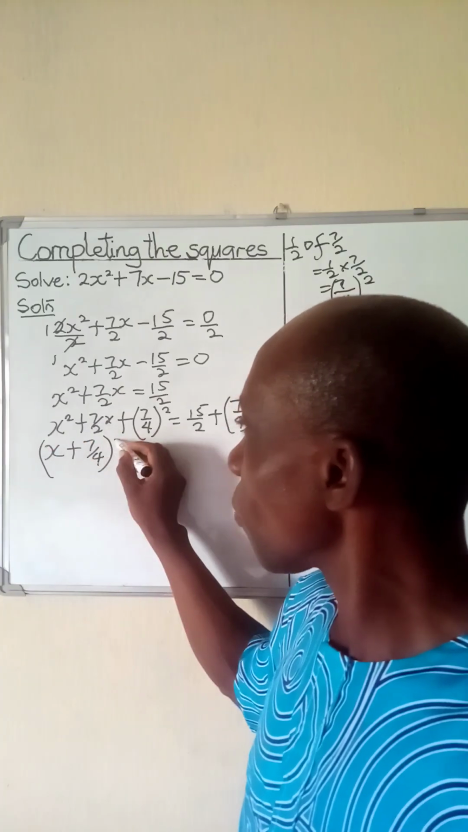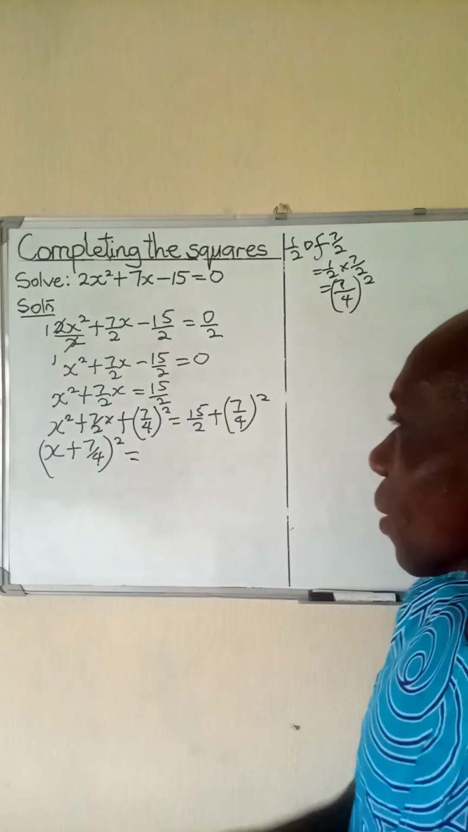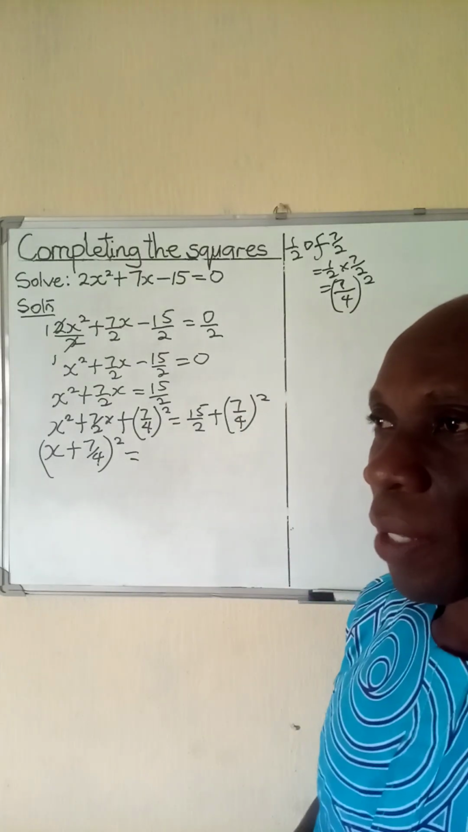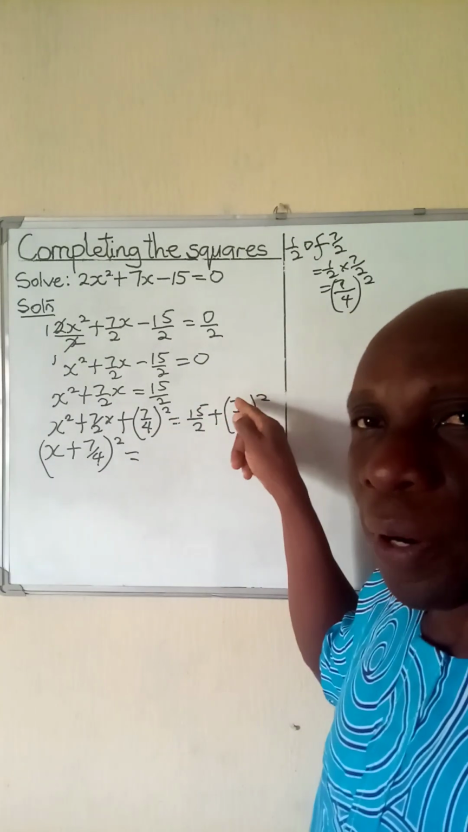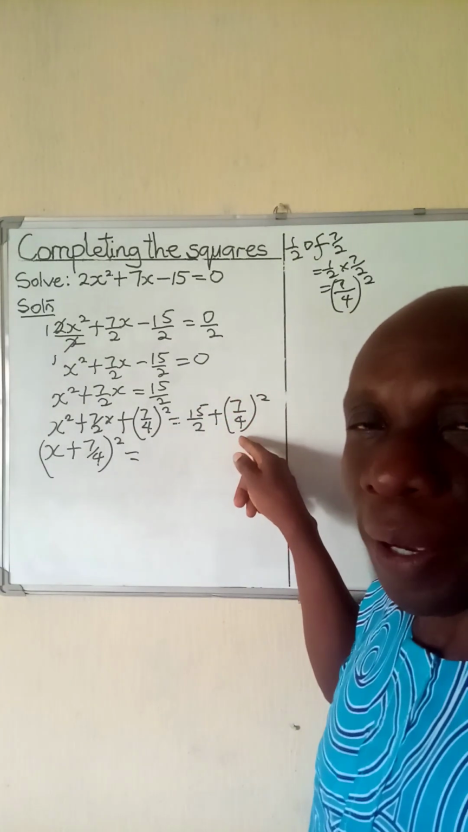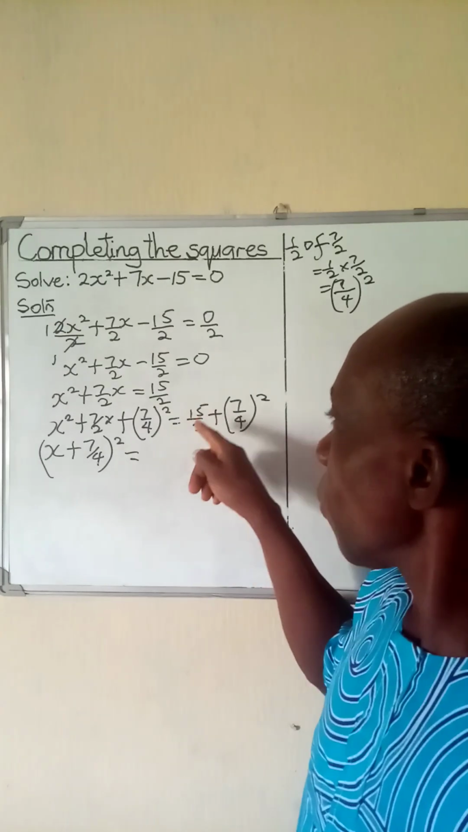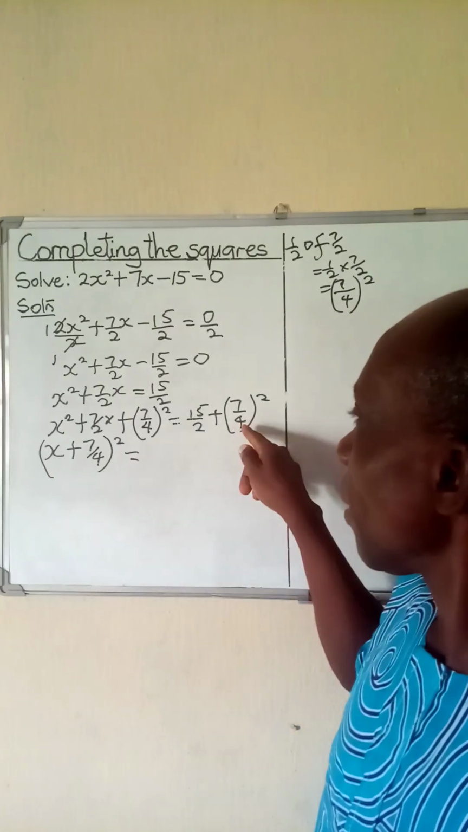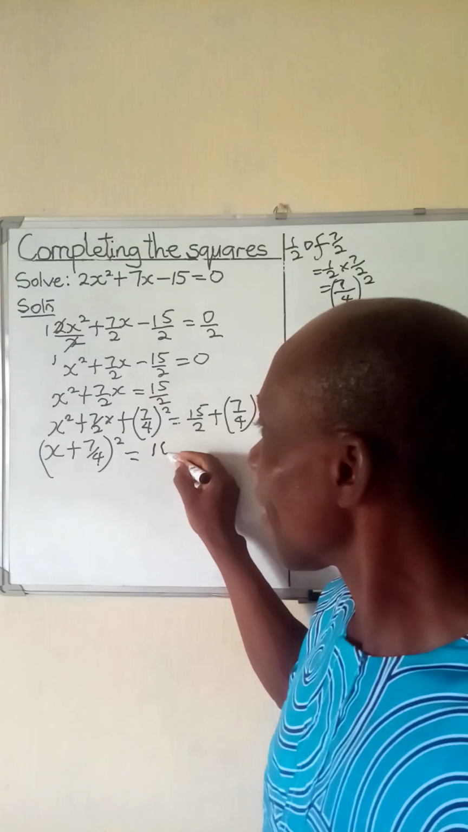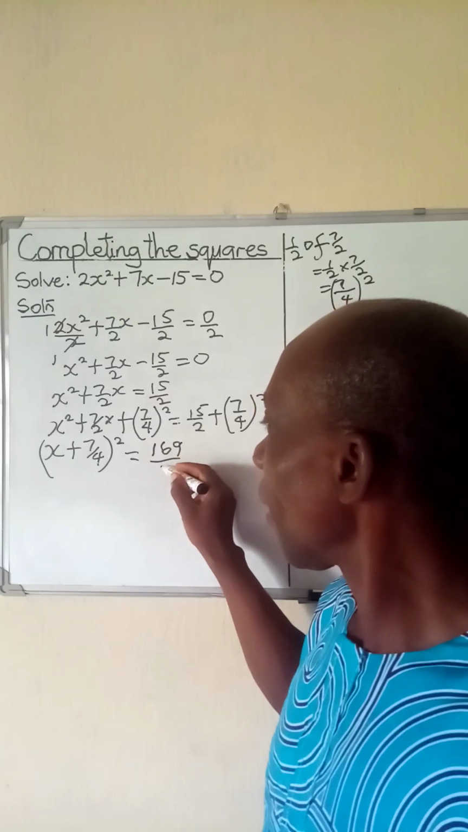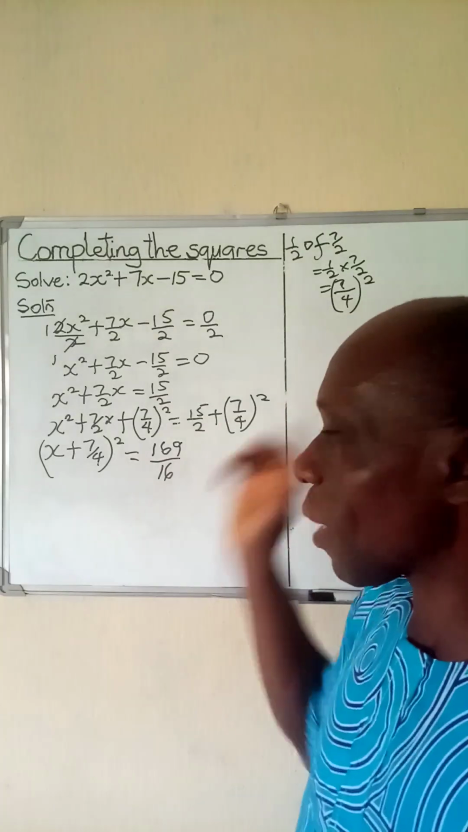So that is how you simplify the left hand side. When you work this out with your calculator, remember, 7 squared will be 49, 4 squared will be 16. So when you work this out, you are going to have 169 divided by 16. That's what you are going to have. Use your calculator to do that.